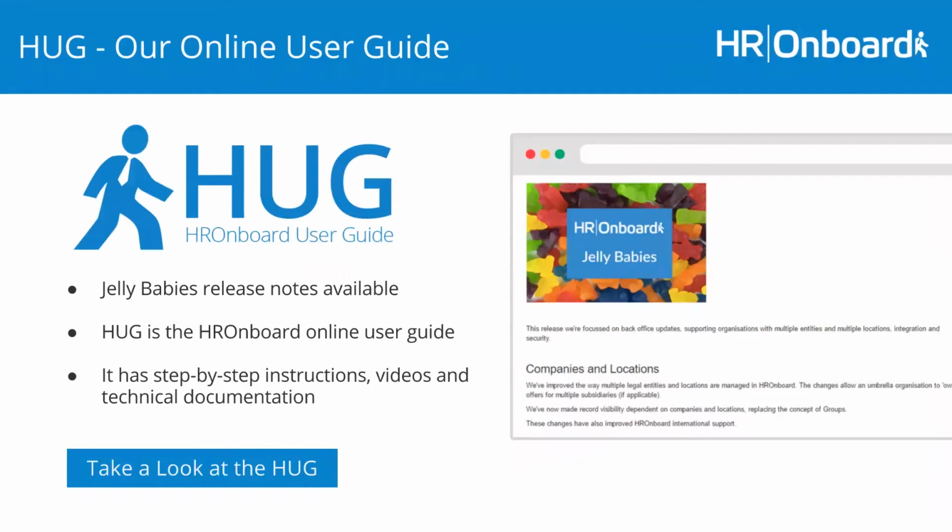What we'll be doing is available on the HUG now, our HROnboard user guide, are the release notes for the Jelly Babies release. We've got some instructions on there, so you can go have a look at that. You can get links to that out of the application at various points where it says help. Jelly Babies goes live this Sunday, so you all should be seeing a notification that there is an outage. So come Monday morning when you come back into the office, Jelly Babies will be live for you and we'll be able to start introducing some of these new features to our customers.